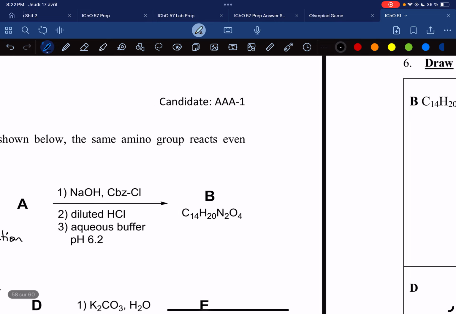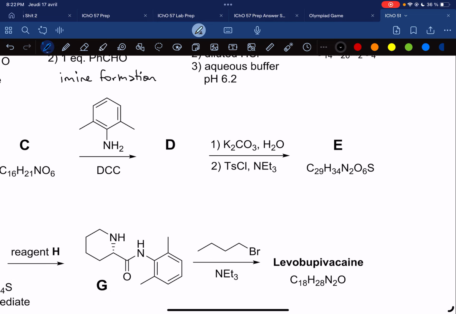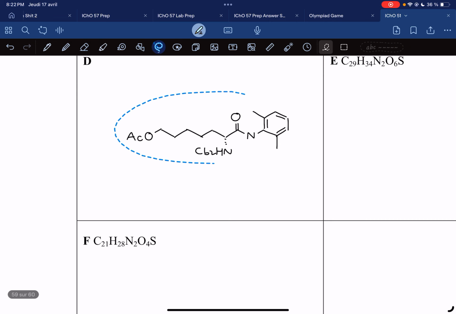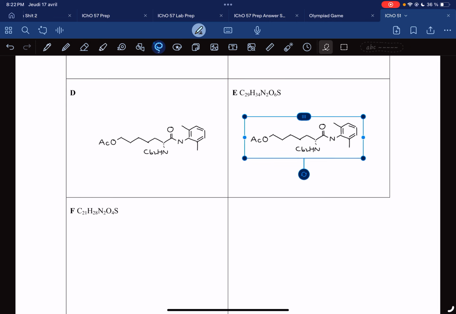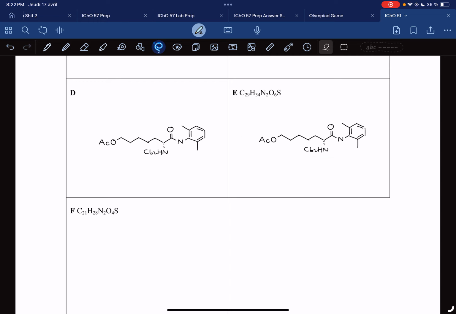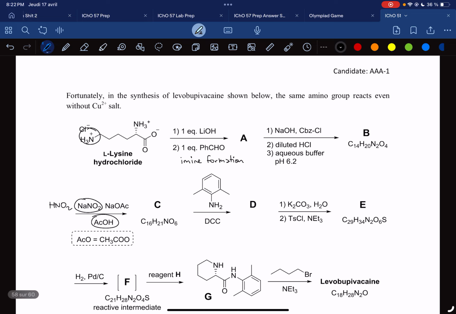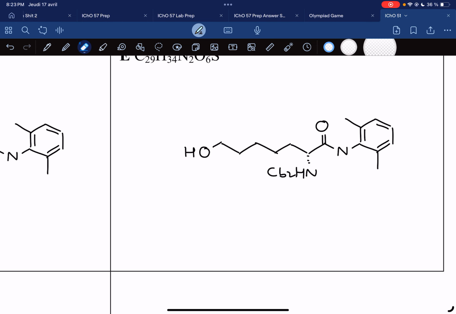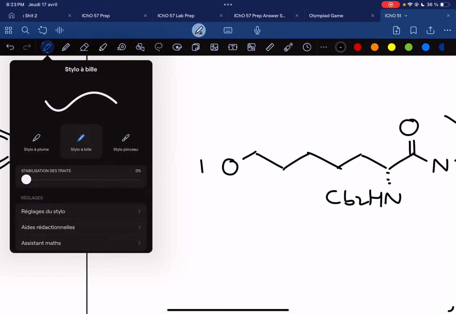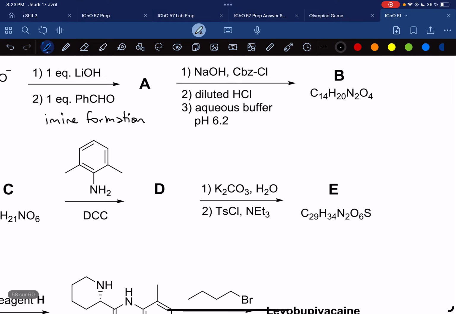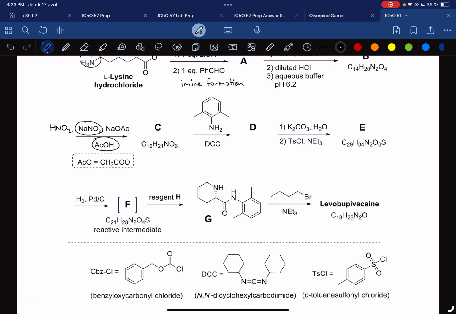What's next? Reaction with a base, potassium carbonate with water, then tosyl chloride and a base. So that first step is just going to take this acetyl group out, turn it into a hydroxyl group, an alcohol. And then tosyl chloride, a base, that's just going to turn it into an OTs. Okay, great.